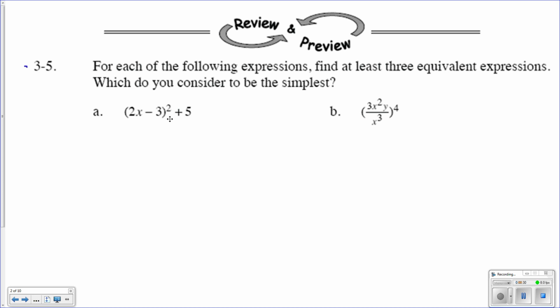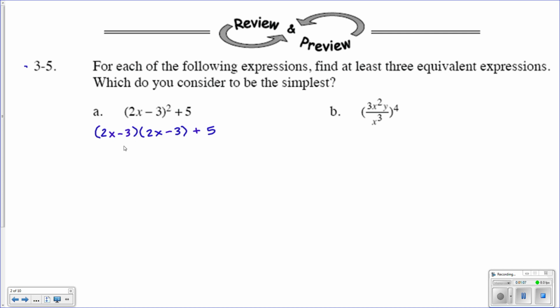First thing I see here is right now we've got this written as 2x minus 3 and it's being squared. We know that's the same thing if we expand it as the quantity of 2x minus 3 times the quantity of 2x minus 3 and then plus 5 at the end. Each of these have the same value, so this is going to be an equivalent expression. If I plugged in a value for x and simplified the first one, and I plugged in that same value here, I would get the exact same value in the end.